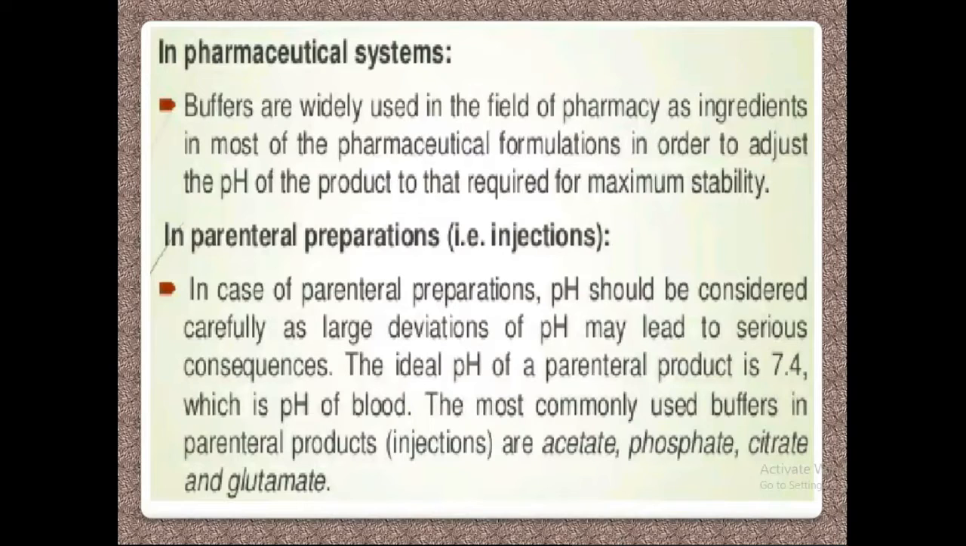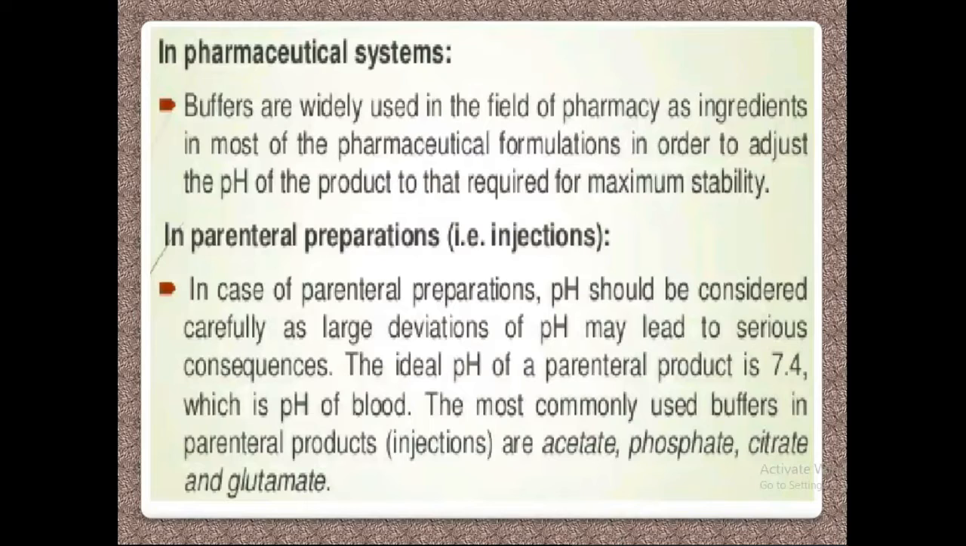In parenteral preparations, that is injections, where a drug is injected, buffers are used. In parenteral preparations, pH should be considered carefully, as large deviations of the pH may lead to serious consequences when you inject it. So the ideal pH of a parenteral product is 7.4. Why 7.4? It is the pH of our blood.